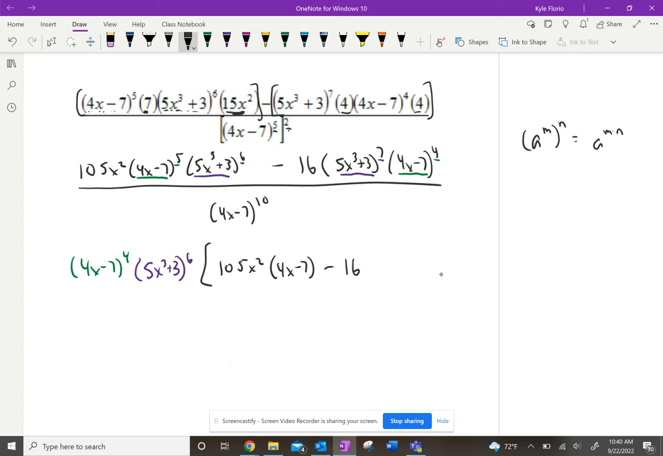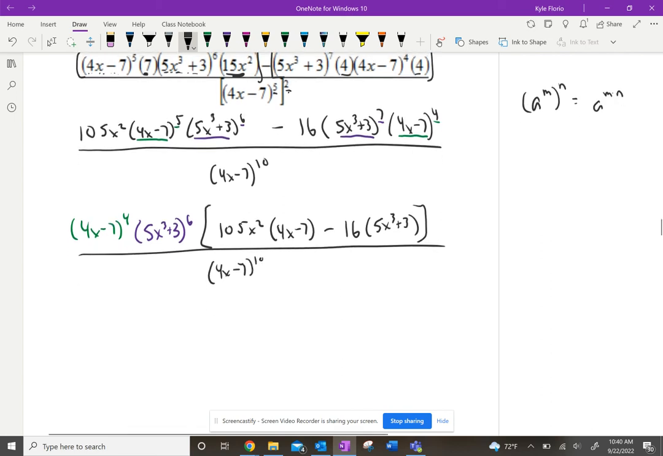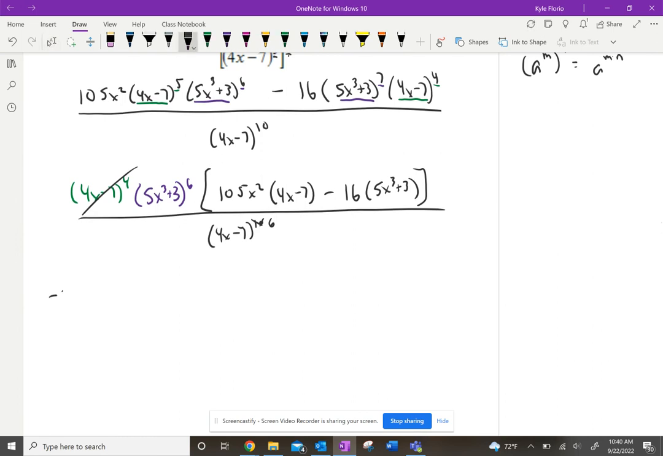And then I have a 16. And then 5x cubed plus 3 to the 7th. I've only taken out 6 factors, so there's one more of those left over. And then the 4x minus 7 to the 4th. All 4 of those factors are taken out, so that's gone. And this is all divided by 4x minus 7 to the 10th. 4 of these factors will kill off 4 of those factors, so I'm left with 6. And then from here, 5x cubed plus 3 to the 6 is just going to be chilling. And we're just going to clean up this parenthesis right here.